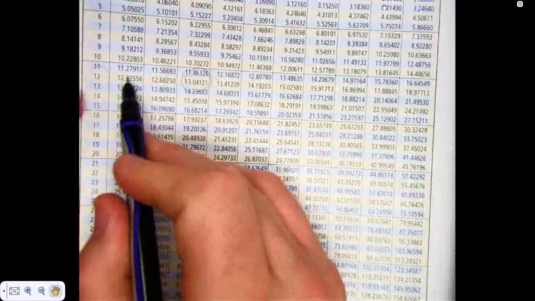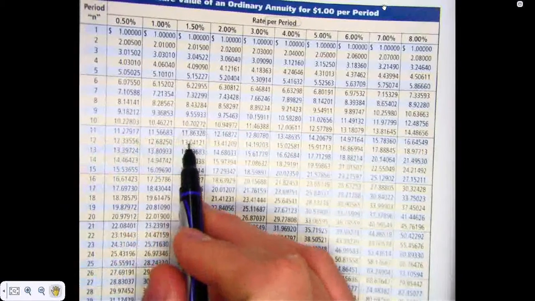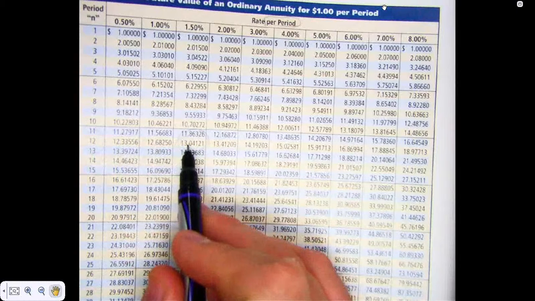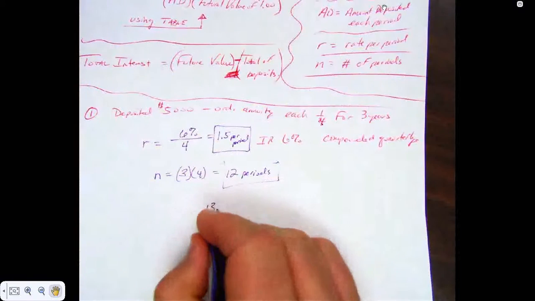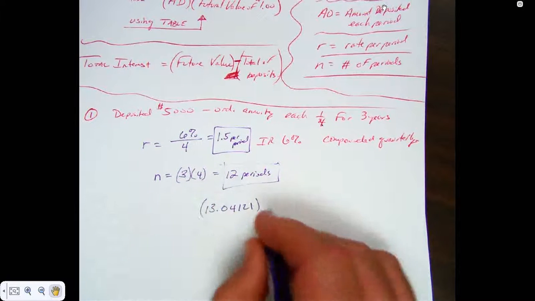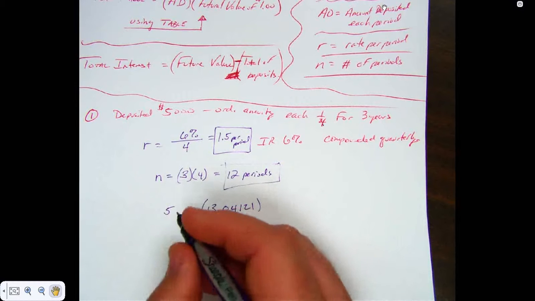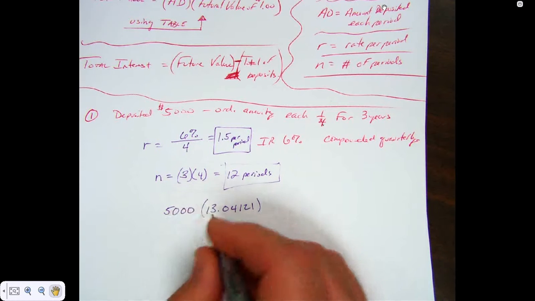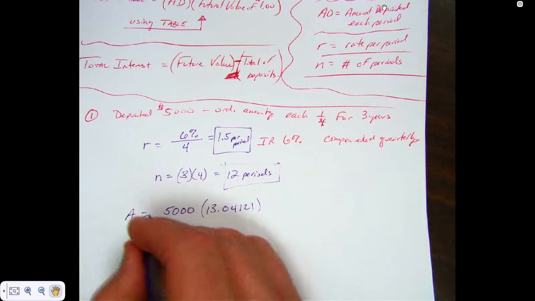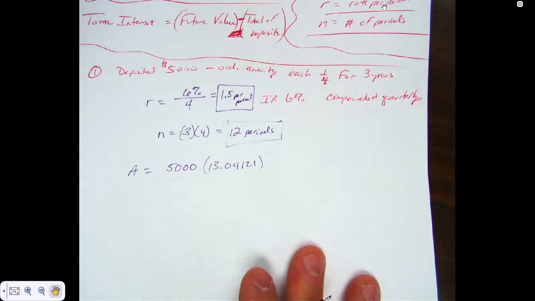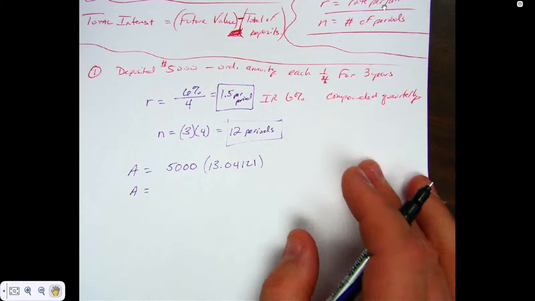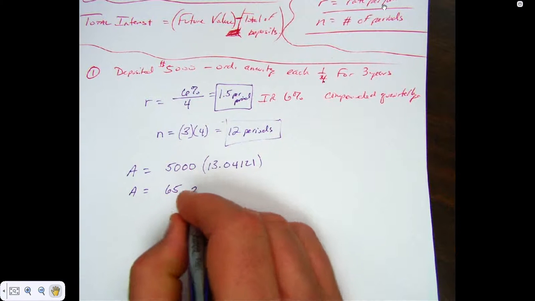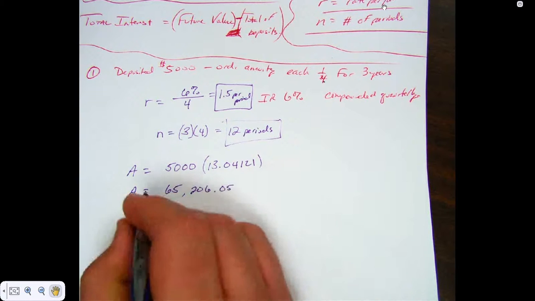Now we have the 2 things we need for the table, right? So now when we go over to the table, we go to 12, go over to 1.5. You guys see where we're at? 13.04121. 13.04121 is our number that we multiply times how much we are investing, which is $5,000 each time. See how much is in our annuity now, or the amount. So what do you get when you multiply that out, guys? 65,206. Is that what you guys got?